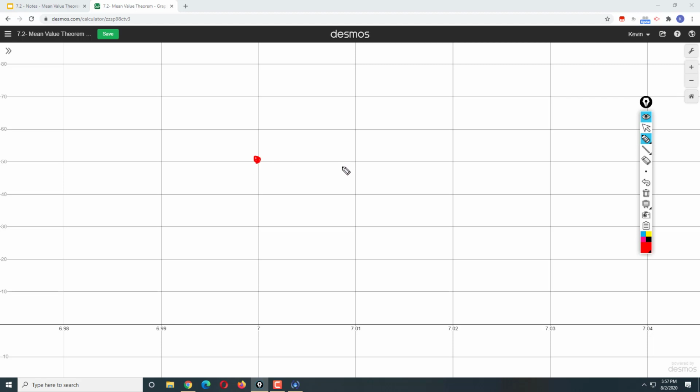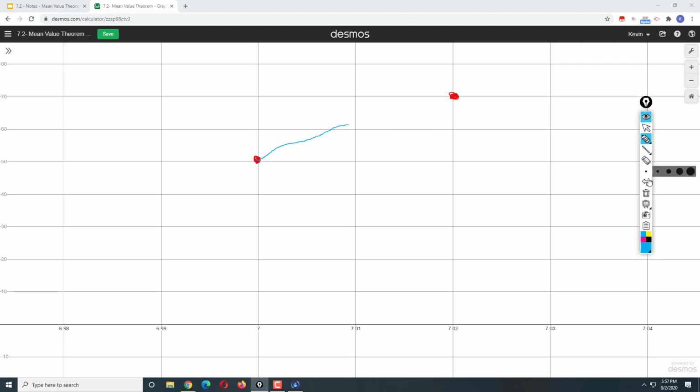We also know that at 7:02, so I'm going to use x equals 7.02, the velocity, the y-axis, is 70. So we know that we have a point at x equals 7.02, y equals 70. So we know the line has to have gone up. It must go up from the first point, (7, 50), to the second point, (7.02, 70). The problem is we don't know how it might go up. It might go up like a straight line.